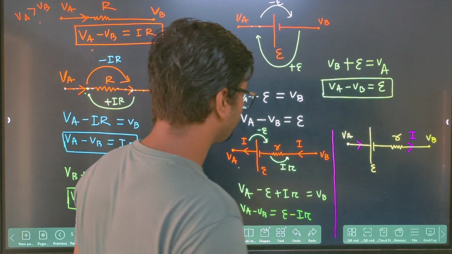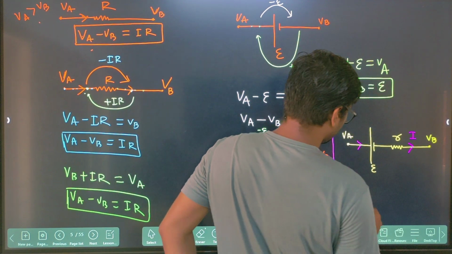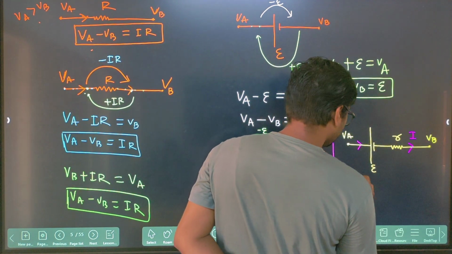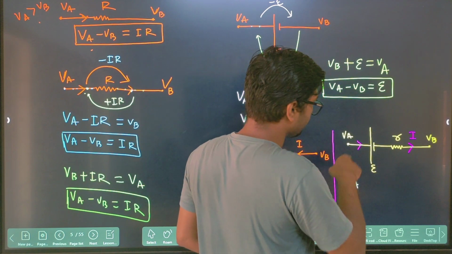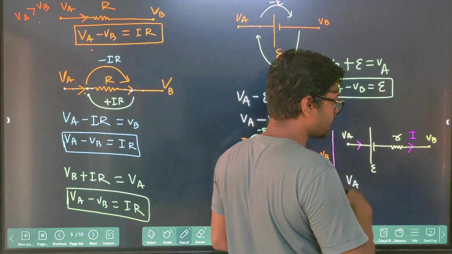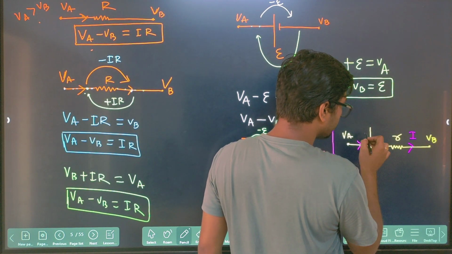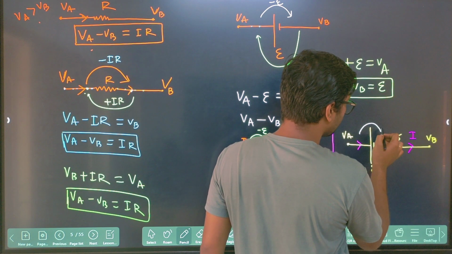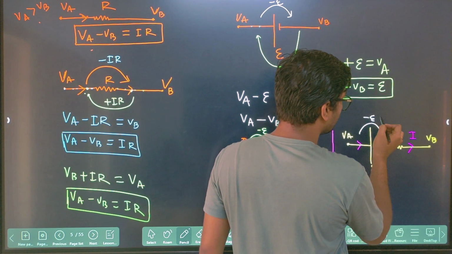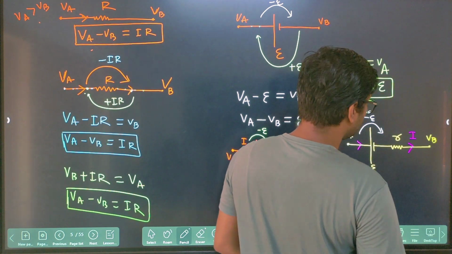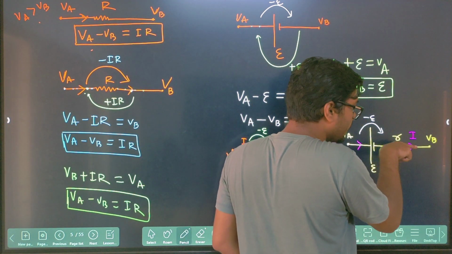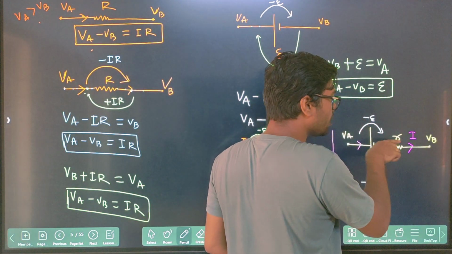So what will you say? You will say that if I am moving along this direction, I will write VA, then I am jumping through this cell. This is positive and this is negative. So whenever I jump, this will be minus E. Minus E potential will be dropped. So VA minus E.